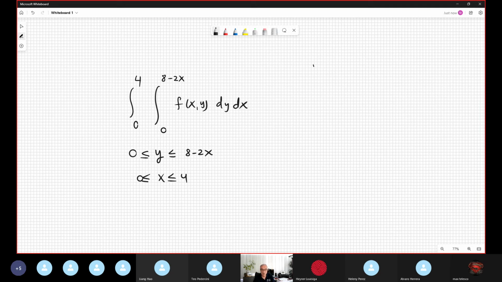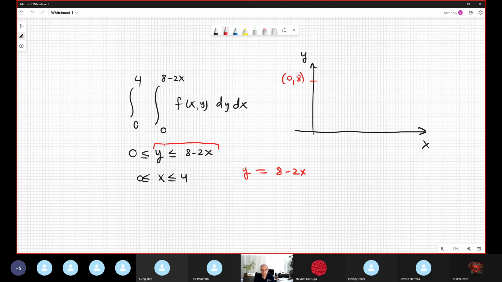Immediately, I try to do the sketch of the region. You take this equation: y equals 8 minus 2x. Oh, it's easy. It's a line. The y-intercept is 8, this is the point 0, 8. The slope is negative 2, it's going down. And this point obviously is 4, 0. I suppose I don't need to explain that, right? And this is my region.